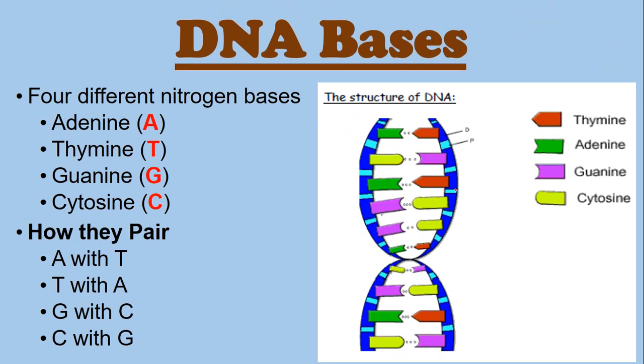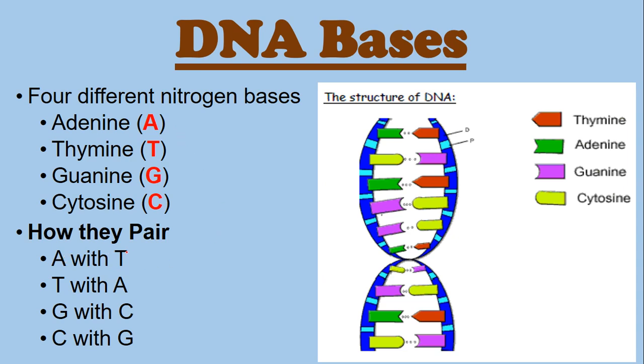Now, speaking of the bases, there are four different nitrogen bases: adenine, thymine, guanine, and cytosine. A, T, G, C. You can just say the letters. Most times when people are talking about DNA, if you just say A, they know what A means. But they do pair up a certain way.